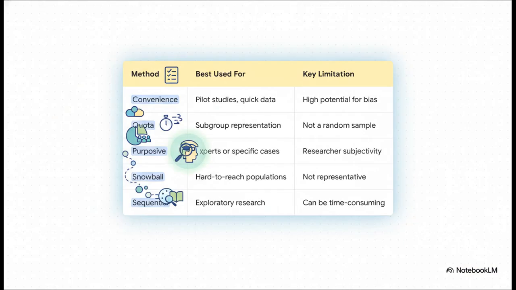Let's do a super quick recap of the trade-offs. You use convenience for pilot studies and quick data, but you always have to watch out for that bias. You use quota when you absolutely need to make sure you have key subgroups represented. You'll use purposive when you have to handpick experts for a very specific reason. Snowball is your go-to for finding those hidden populations. And finally, you use sequential for deep exploratory research when you're just not sure how many people you'll need to talk to. See, each one has a clear strength and a clear weakness.